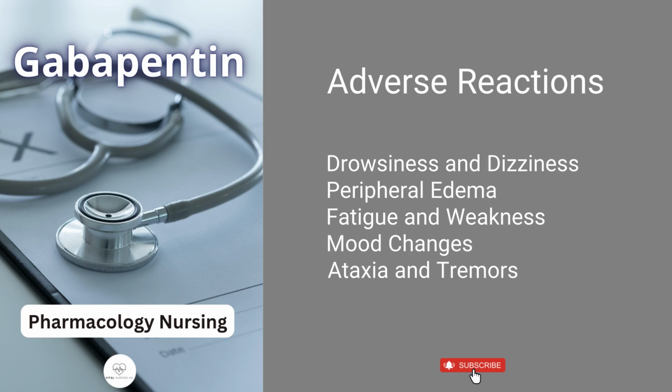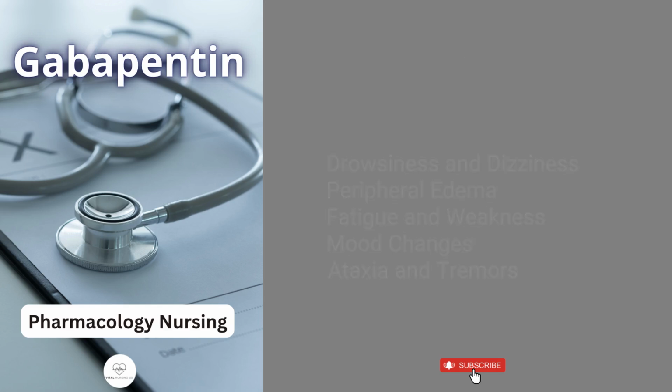Fatigue and weakness. Patients may report feeling overly tired. Mood changes. Rarely, gabapentin can cause depression, agitation, or suicidal thoughts. Ataxia and tremors. Uncoordinated movements or shaking may develop in some patients.